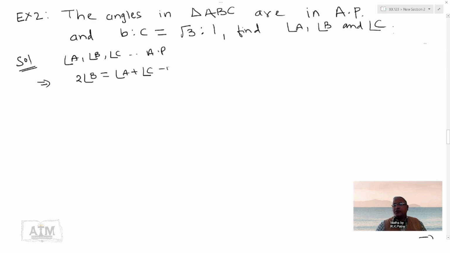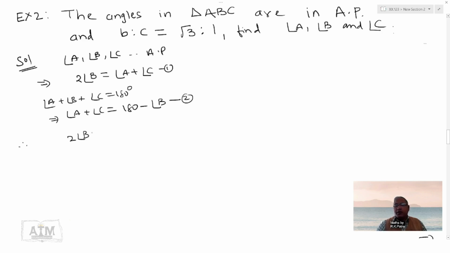So this is equation number 1, and we also know that the addition of the three angles equals 180 degrees, implies angle A plus angle C equals 180 minus angle B. Call it equation 2. Now putting 2 in 1, we get 2 into angle B equals 180 minus angle B, implies 3 into angle B equals 180 degrees.